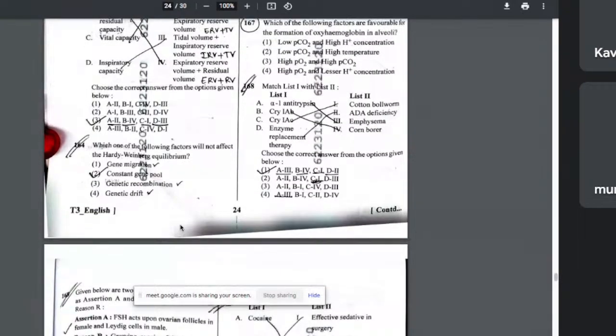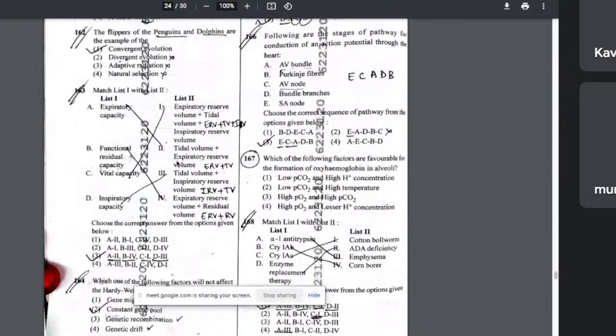Over to the 164th question. Which of the following factors will not affect the Hardy-Weinberg equilibrium? Genetic migration will affect, genetic recombination will affect, and genetic drift will affect. But if you have a constant gene pool, it will not affect the Hardy-Weinberg equilibrium. So this is not one of the factors which will affect it. So 164, the answer is 2.